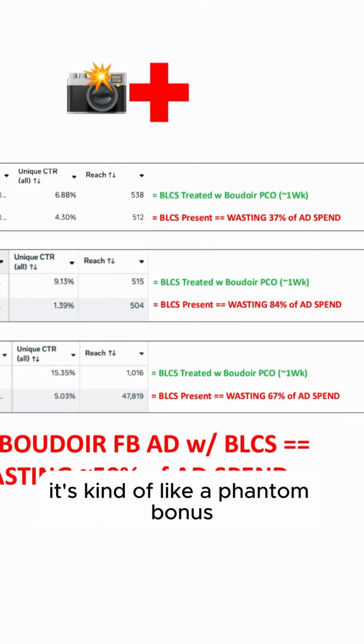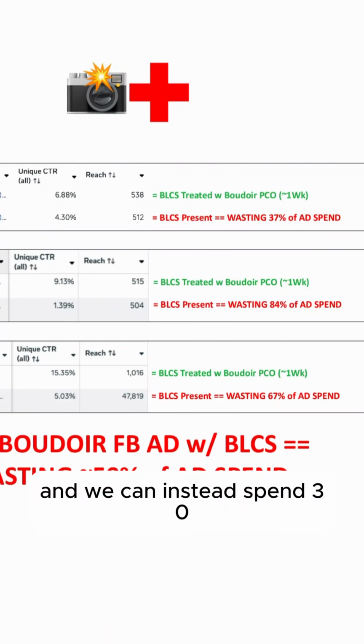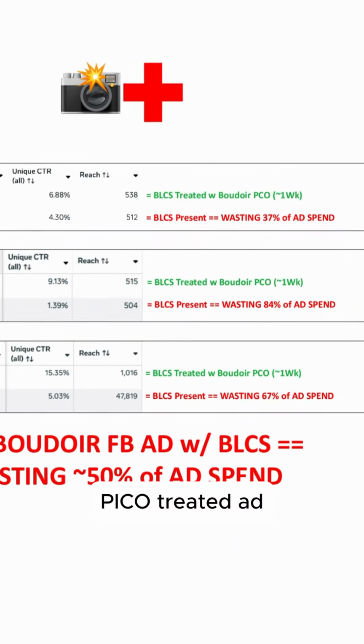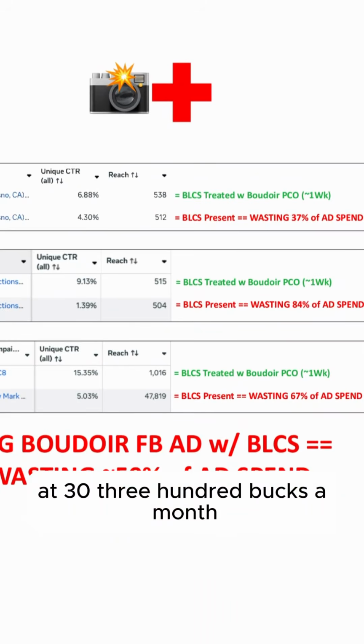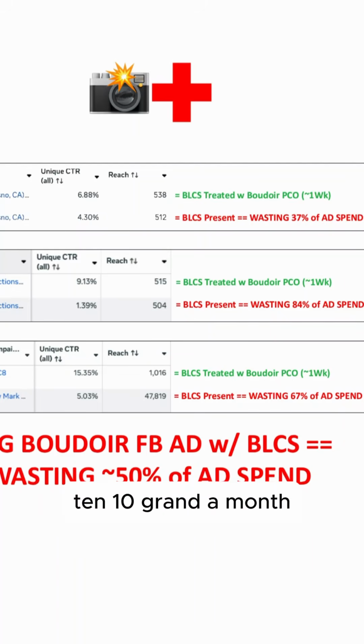It's kind of like a phantom bonus. And we can instead spend 3,300 bucks a month on the Boudoir Pico treated ad and get our ad into the same number of women's brains at 3,300 bucks a month compared to the original at 10 grand a month.